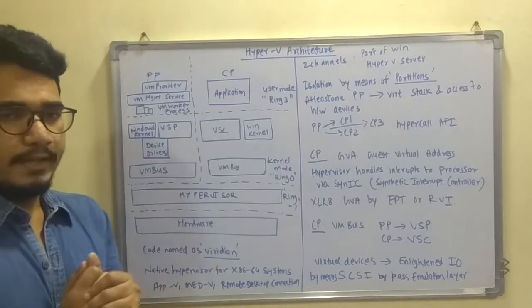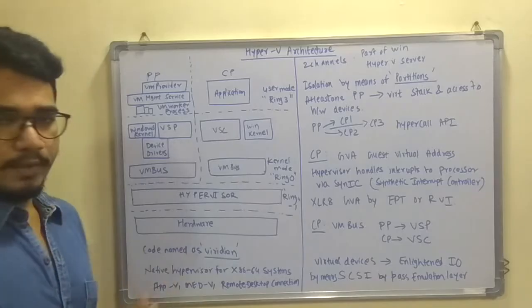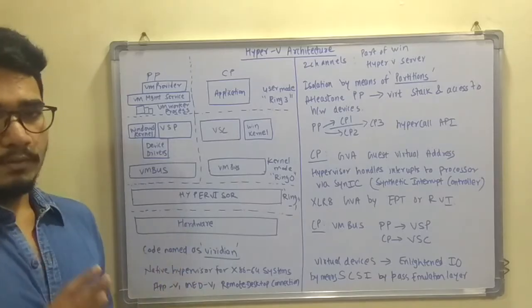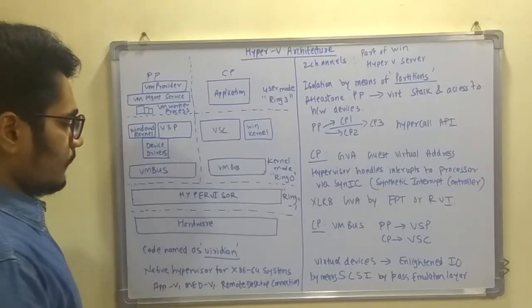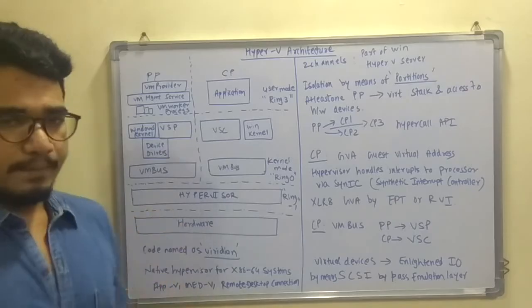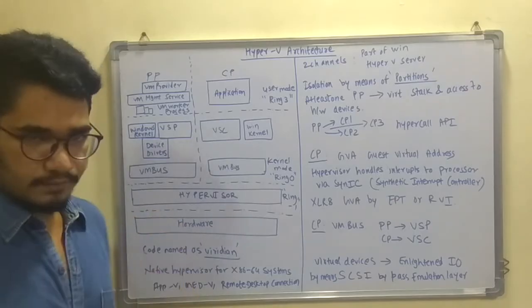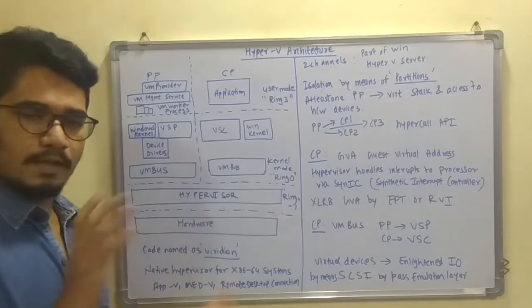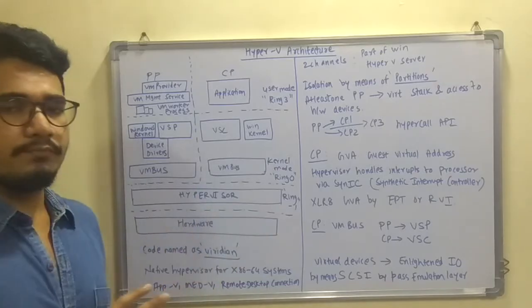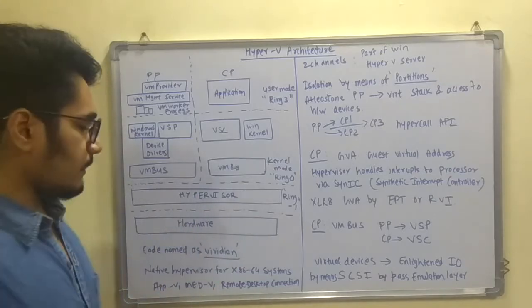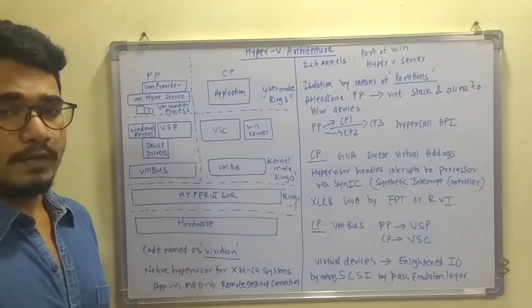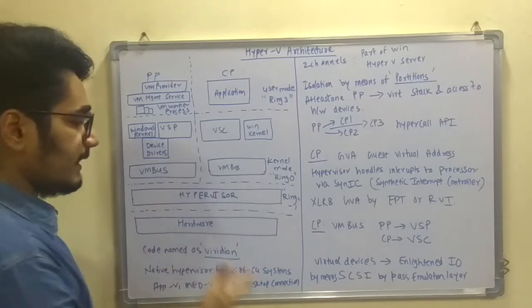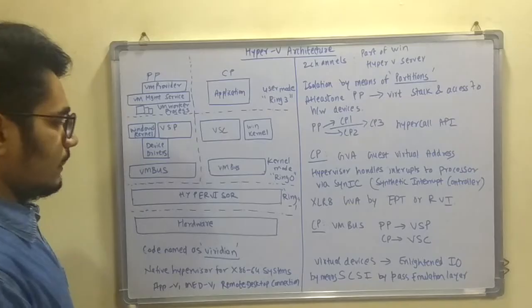I named this with the code name Viridian for the Microsoft Windows operating system. Now this Hyper-V is basically used as a hypervisor. It is a part of Microsoft Windows Server, and it is mainly used for doing virtualization in x86 and 64-bit systems.